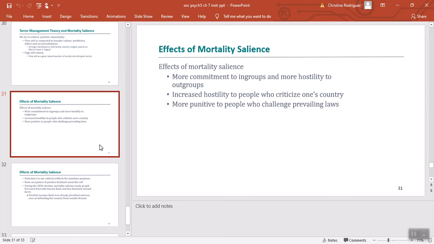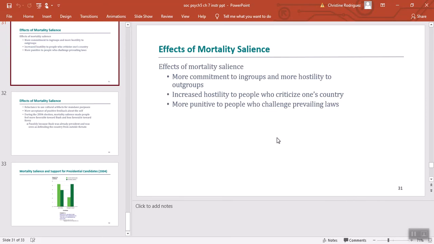So being aware of our mortality, it seems, can actually make us less tolerant and accepting of others than if we focus less on it. If we focus less on our own mortality, it seems that we may actually be more open to others and less judgmental of those others.